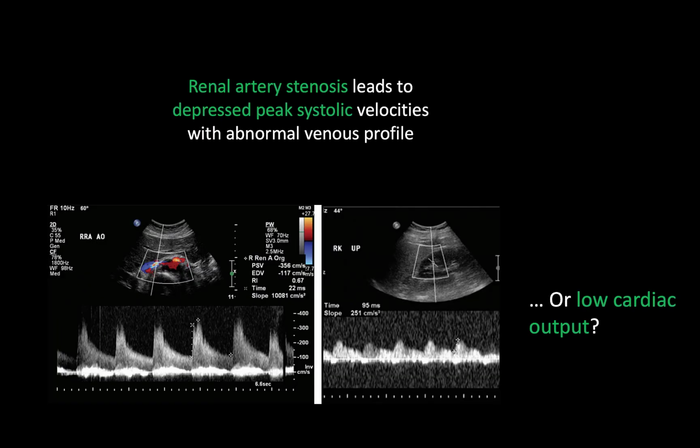To better illustrate this point, carefully assess the tracing of renal artery stenosis. In this situation, the peak velocities may be decreased, with diastolic velocities being maintained. This may mimic the appearance of a normal intrarenal arterial flow. Another possibility is a low cardiac output state. This may appear with a similarly normal profile, particularly if associated with increased right-sided pressures.